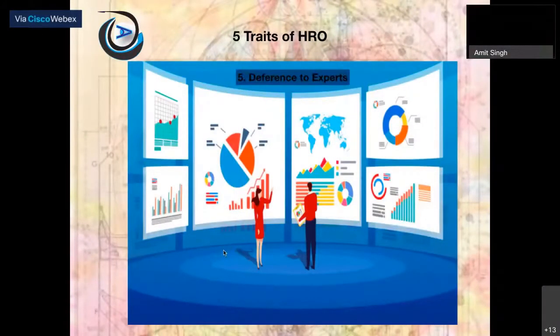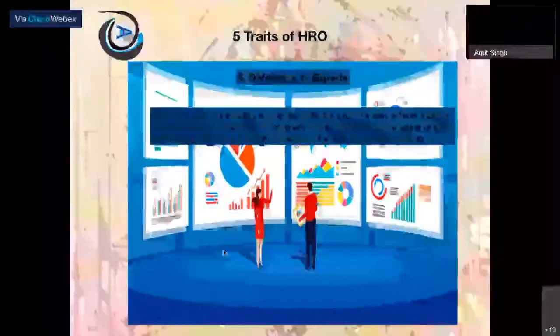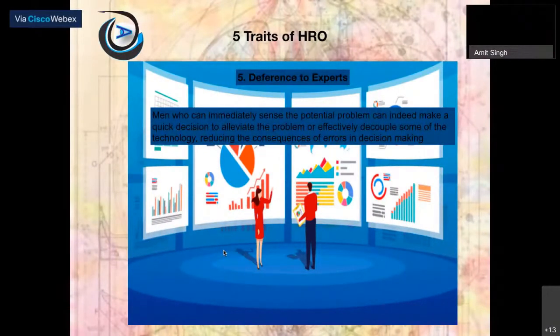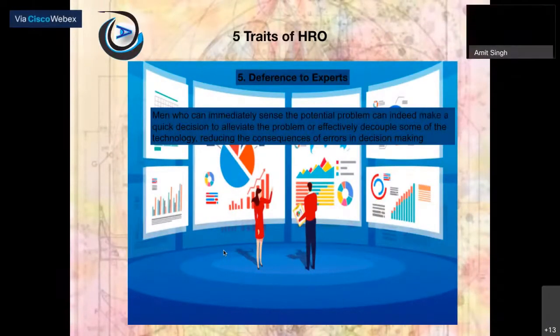Deference to experts. Experts have all the data and they know exactly what's happening. So who should be taking the decisions? Not the expert, but somebody at a higher level has to take a decision, though he has no knowledge about the intricacies of the system. So deference to experts means people who can immediately sense the potential problem can indeed make a quick decision, alleviate the problem, or effectively decouple some of the technology, reducing consequences of errors in decision making.